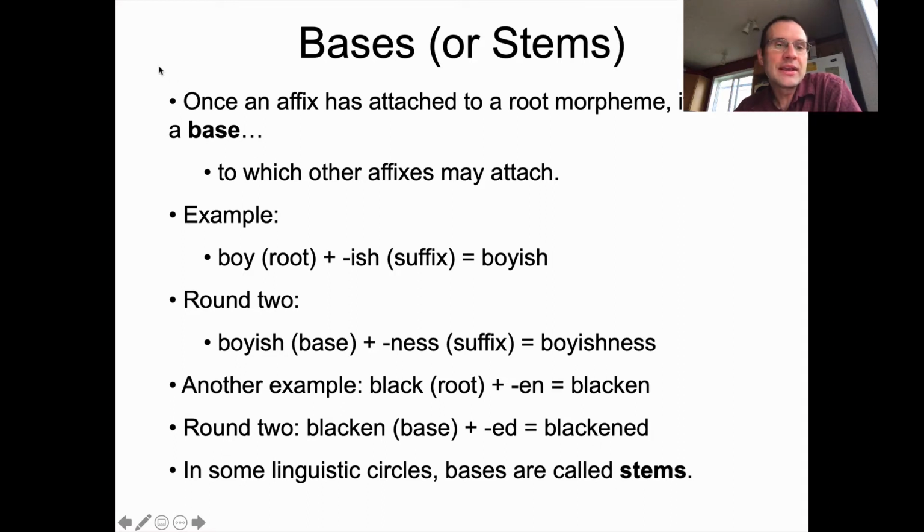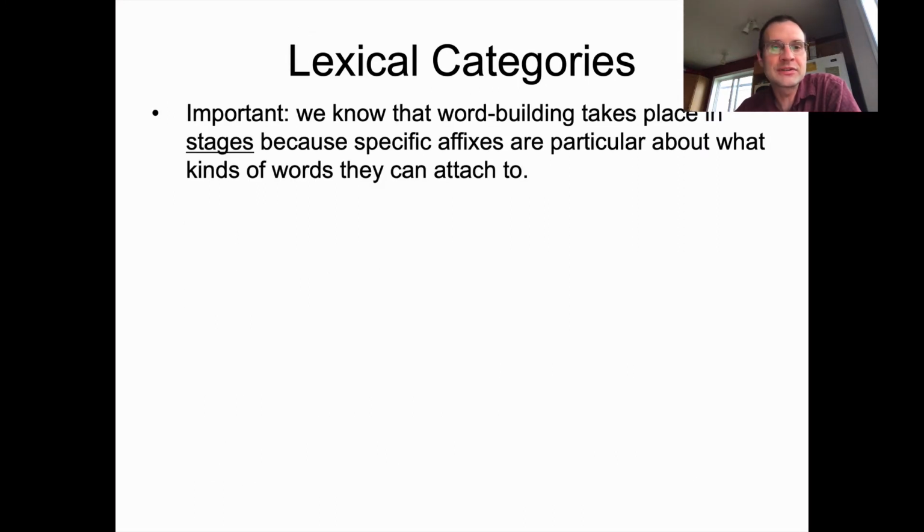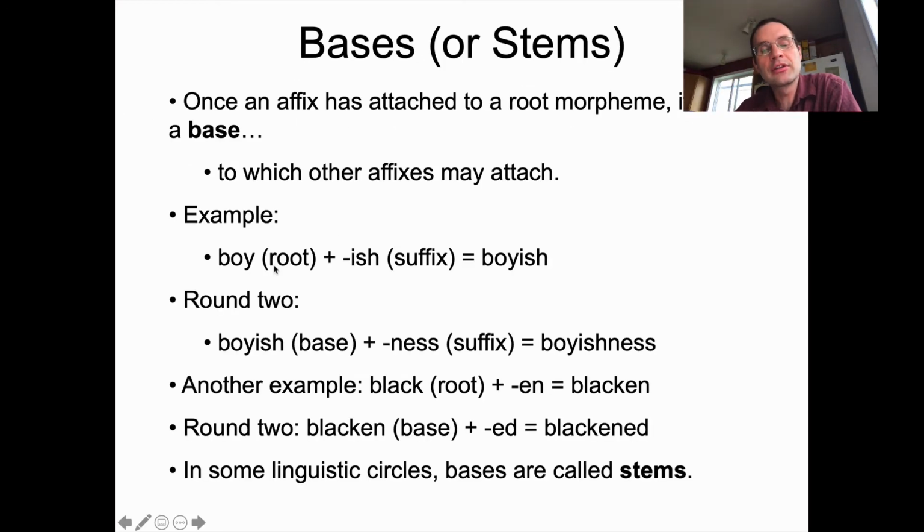Why am I talking about this? Well, in part, I need to draw your attention to the concept of lexical categories, which in English class you might have learned as parts of speech. Word building takes place in stages because specific affixes are particular about what kind of words they attach to. So when I was walking you through these 2 examples here, I wasn't just adding 2 affixes all at once to one single root. Instead, you add one suffix to the root and then form a base, and then you add another suffix to it. So there's 2 stages here, or I describe it as 2 rounds. It kind of amounts to the same thing.